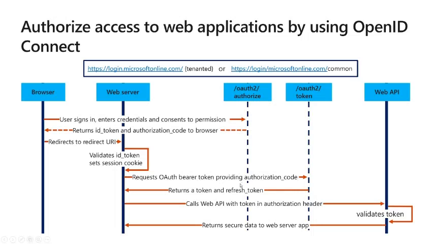The web server requests an OAuth bearer token from the OAuth 2 token endpoint and provides the authorization code. And then the OAuth 2 token endpoint returns an access token and refresh token. The web server calls the web API with the token in the authorization header. The web API validates the token and returns secure data to the web server. So it contains around 9 steps.